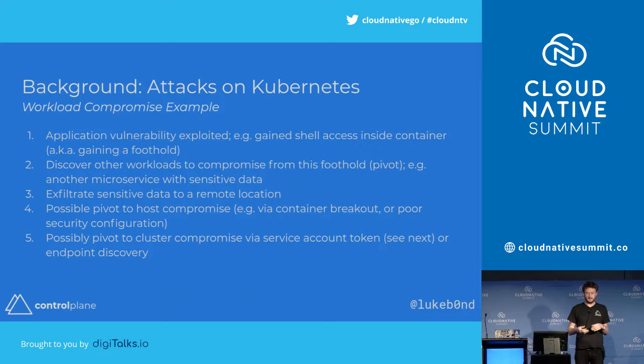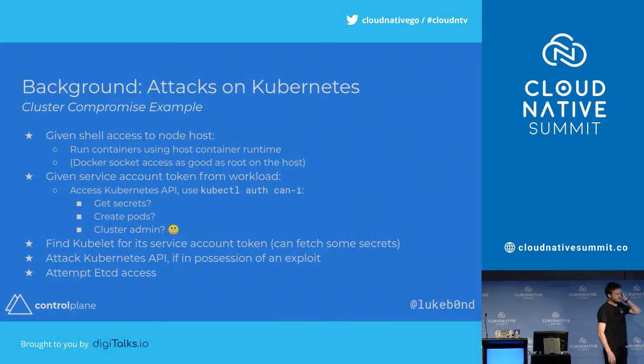Then they might want to pivot to compromise the host. They might have some exploit that allows them to break out of a container through some kernel bug or some poor configuration of the container runtime. They might also, and we'll look into this on the next slide, want to reach the control plane from there and see if they can attack either the kubelet or the kube API, or maybe even etcd.